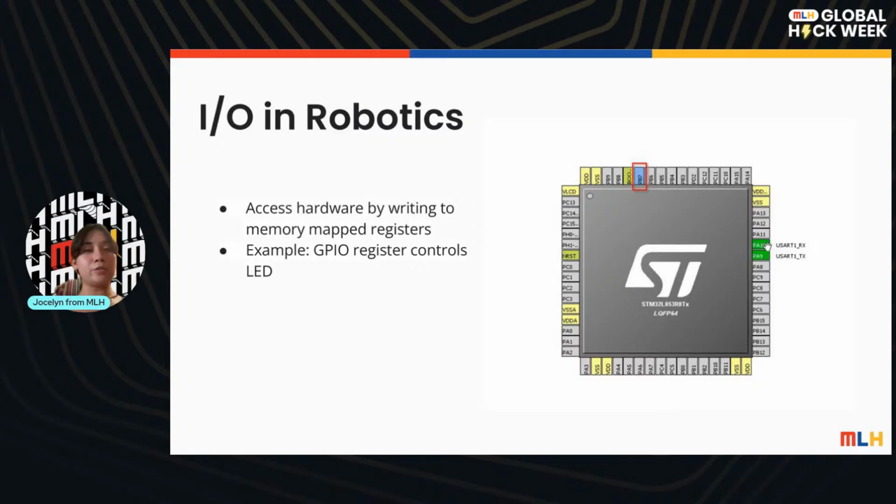And if you did not do that configuration properly, so if you missed the address, or the address that you selected is incorrect or doesn't exist, then your input and output port will just not work. So here's an example where you can connect your GPIO register that controls an LED light. That's just a simple example of how it works.